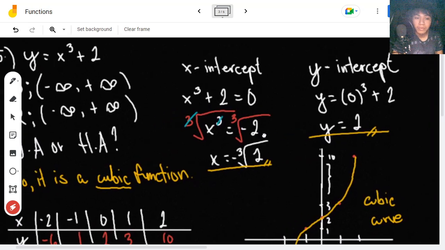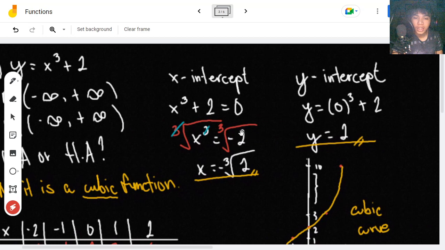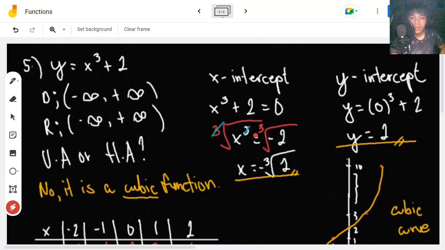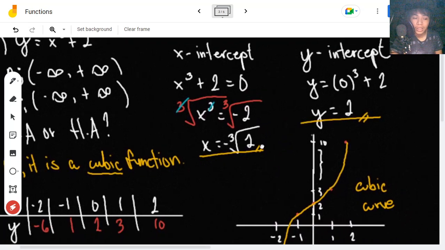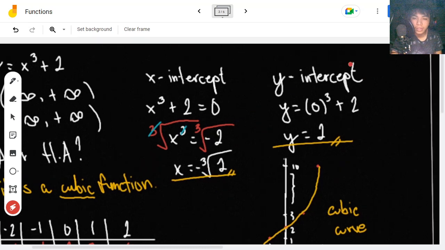So for our intercepts, again, since it is a cubic expression, we have to get the cube root to cancel this cube. So our x-intercept is the negative cube root of 2, and for the y-intercept, again, just set x equal to 0 and then solve for y.